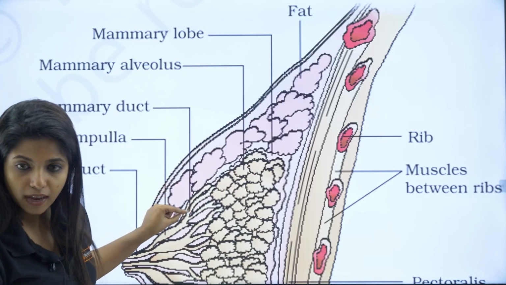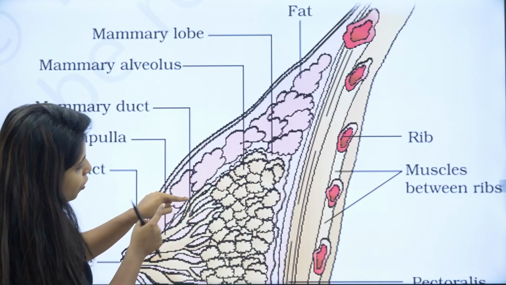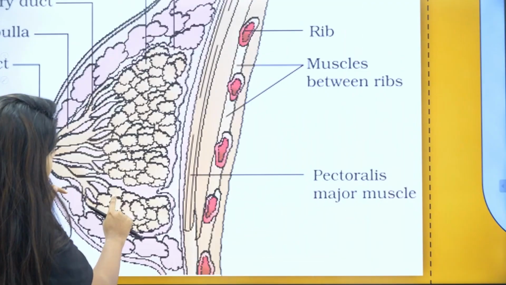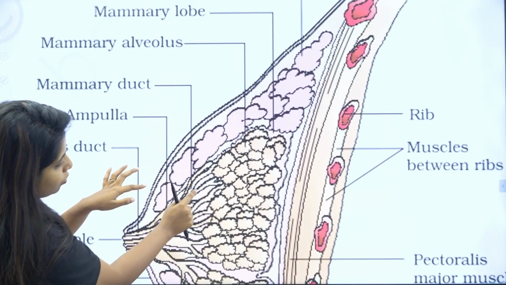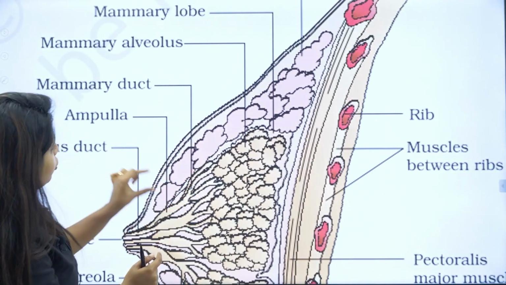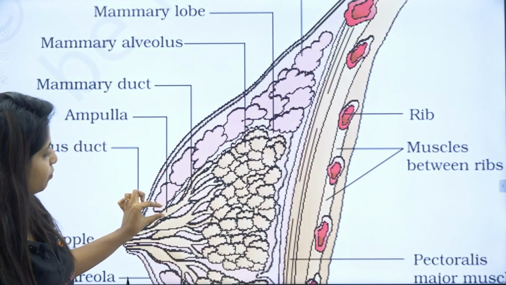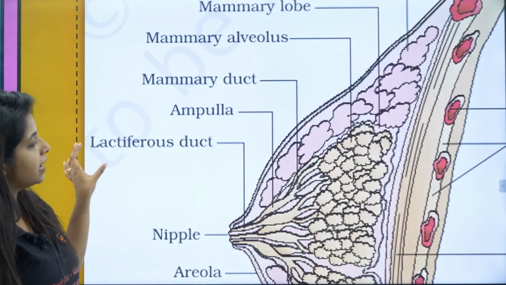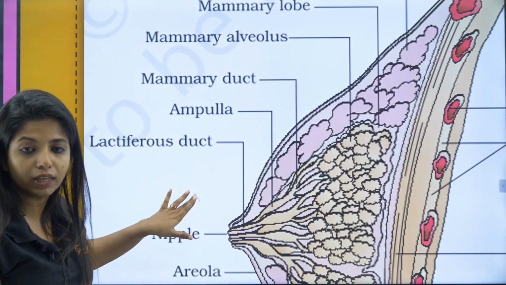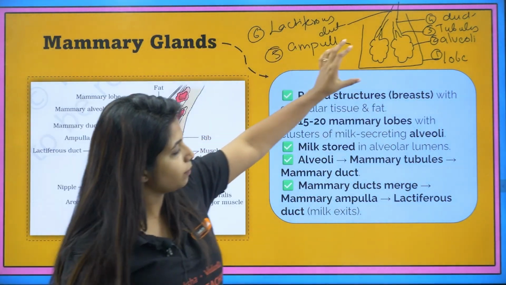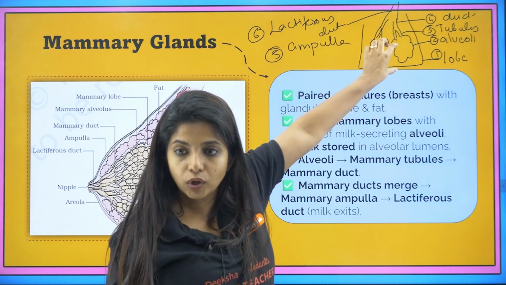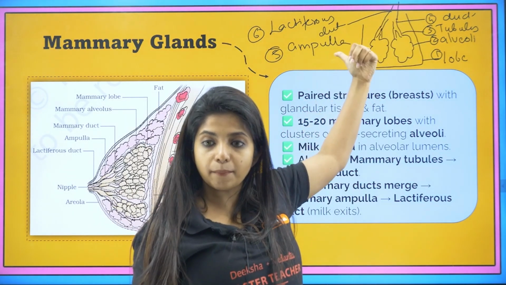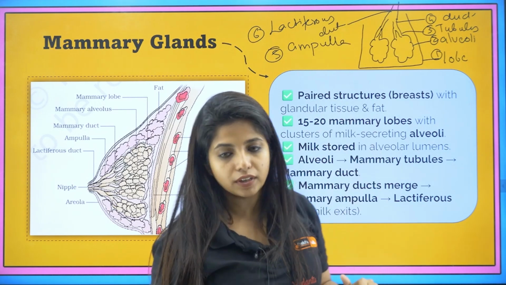As you can see, all the ducts are also on the back side. So many ducts, 1, 2, 3, they all come together to form the ampulla. This is the broader region that is known as ampulla. All of them come together to form the lactiferous duct, which opens into the nipple. So here is the same thing. There is one lobe, there is alveoli, then tubuli, and then duct, ampulla, and lactiferous duct again.